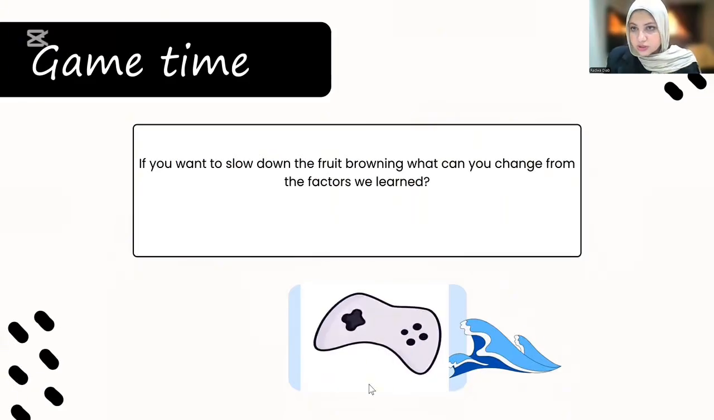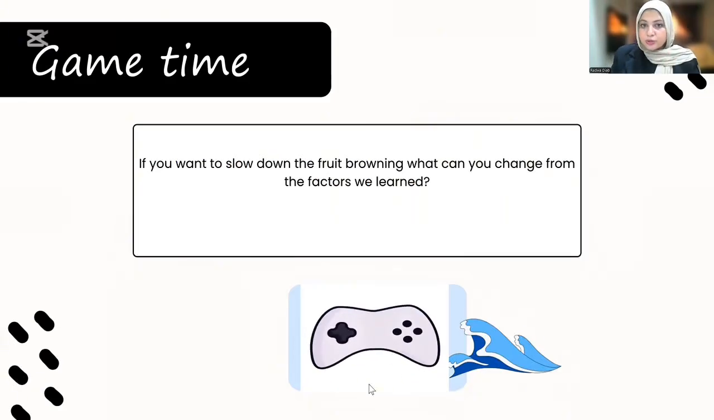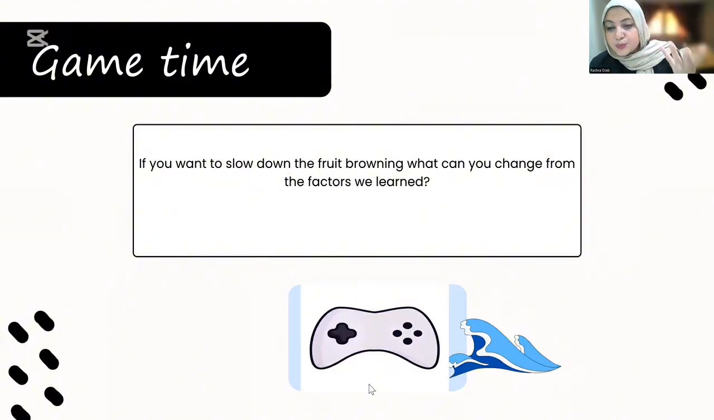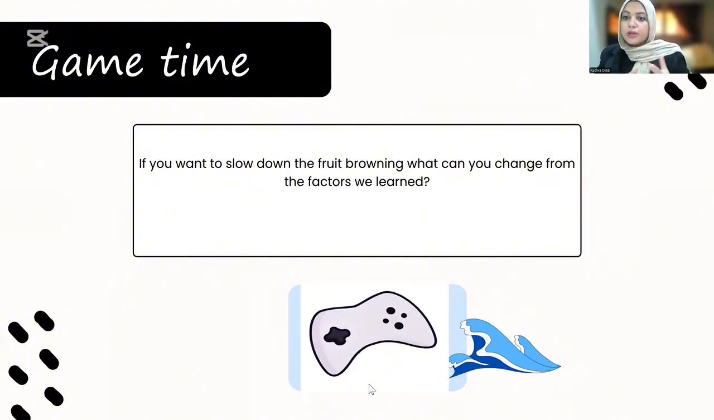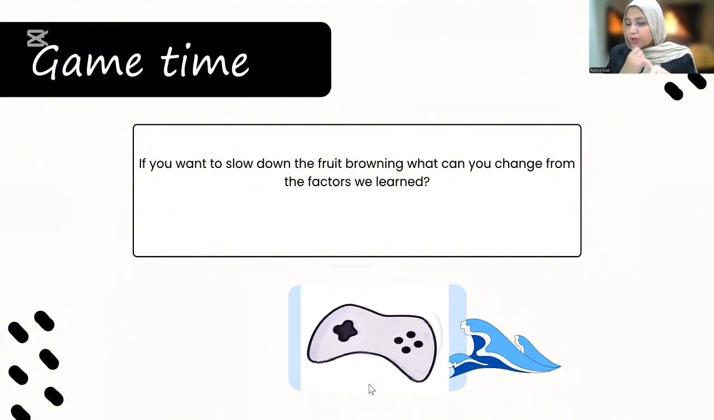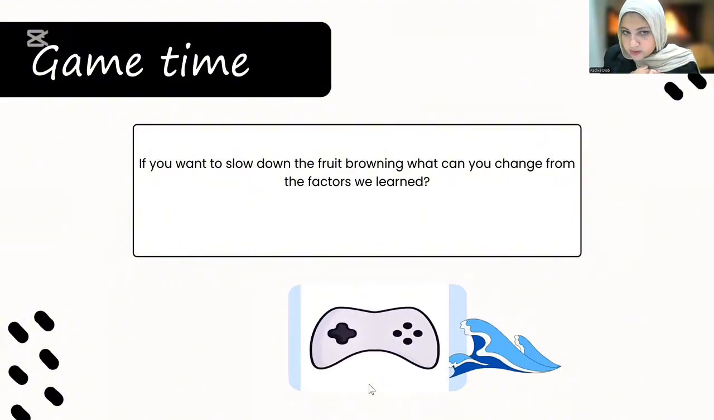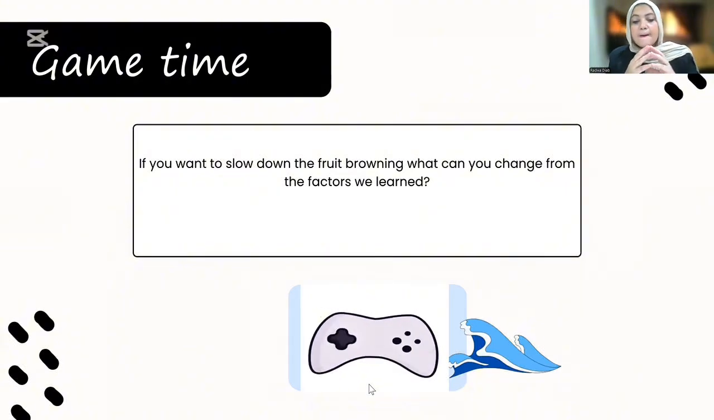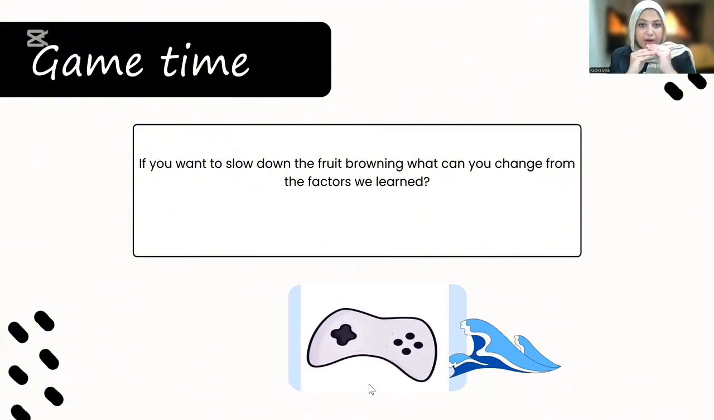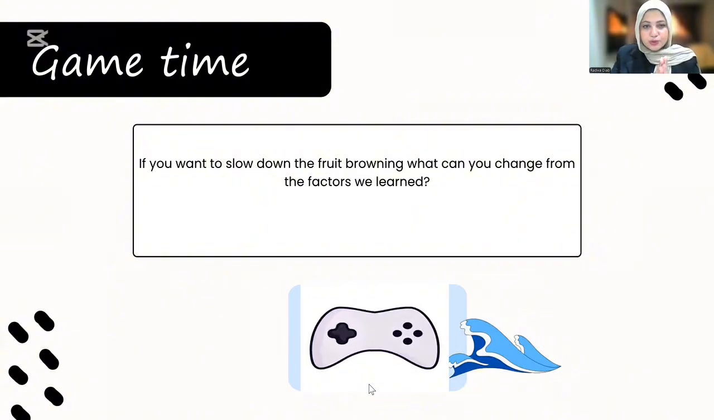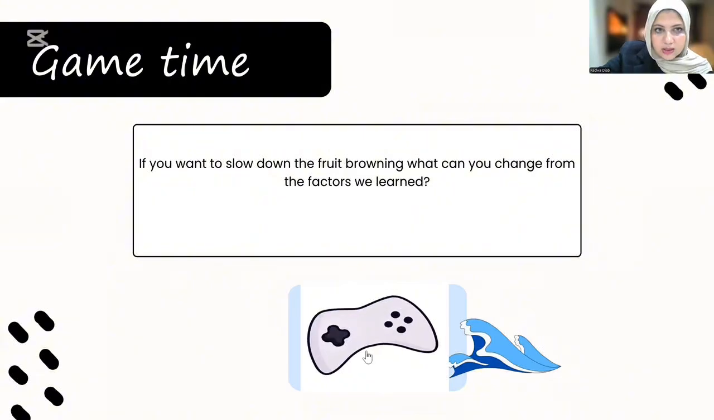I want to remind you that we have four factors affecting the speed, or the rate, of the chemical reaction. Who can tell me what are the four factors? The temperature, surface area, concentration, and the catalyst. Okay, from these four factors, what do you think that you can do so you can slow down the food browning? Excellent. Okay, now it's the game time.